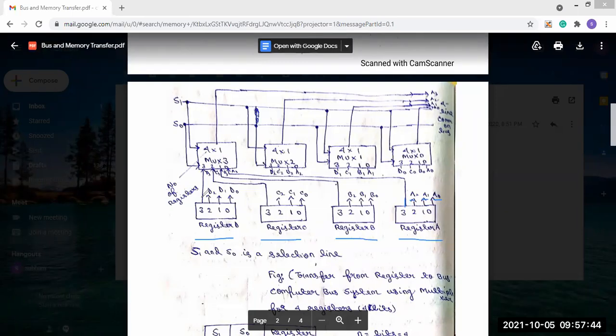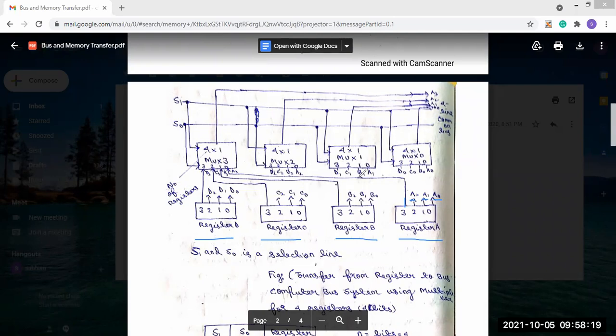Now these registers are connected with the multiplexer. You all know what a multiplexer means: there will be 4 cross 1 or 8 cross 1, that means multiple inputs, but the output will be 1. In digital electronics, you already know that a multiplexer has several inputs, but the output will be single. So there are 4 multiplexers present.